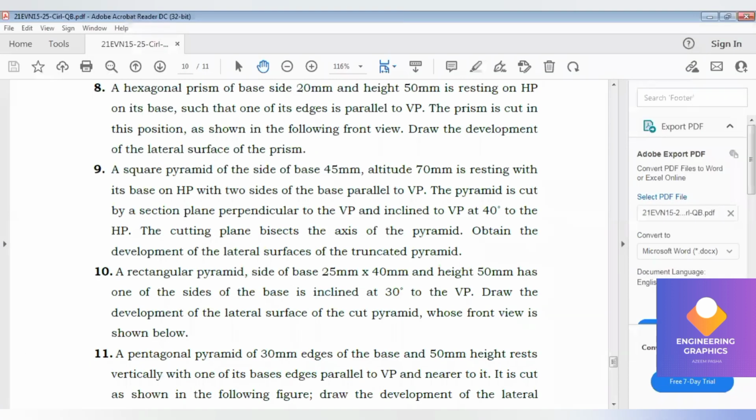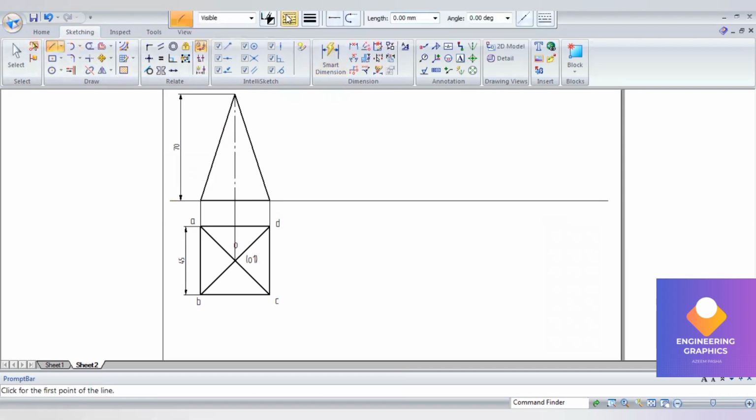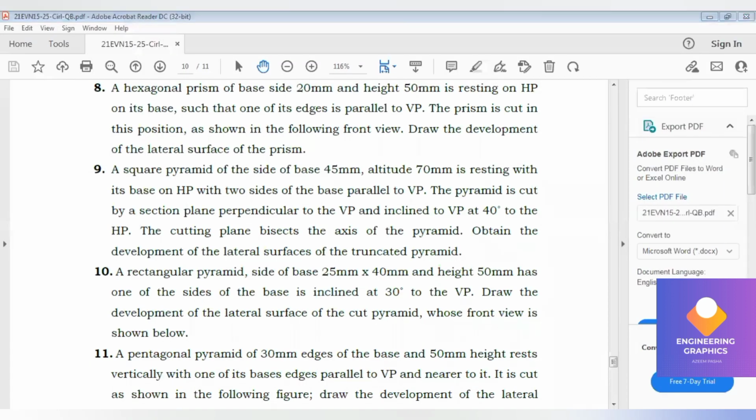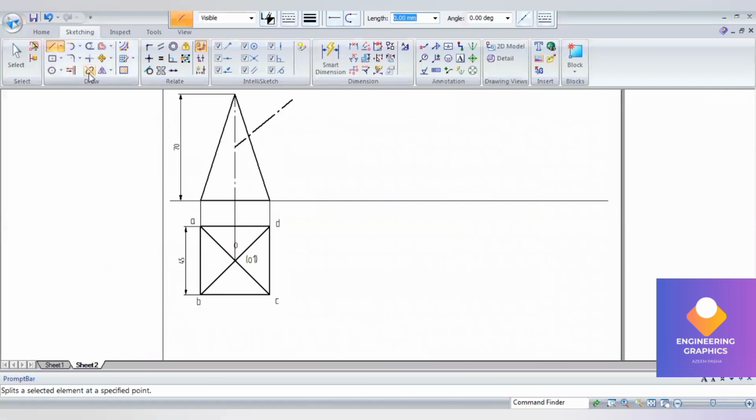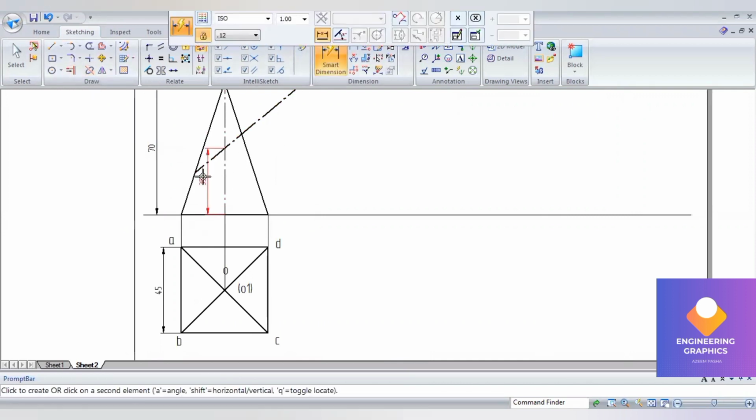Now here in this plane, the cutting plane bisects the axis and it is at an angle of 40 degree to the HP. Okay, so take the section plane, take the midpoint from here, draw a line and give the angle 40 degree, enter. Okay, 40 degree to the HP. We can extend this line. You can split it to show that exact midpoint. Midpoint means, of 70, half is 35.